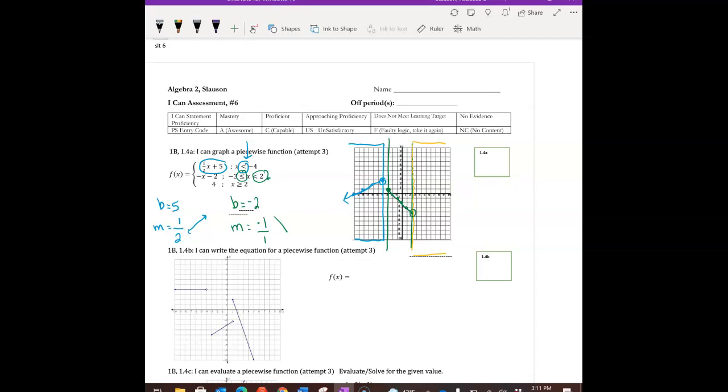The final one I'm going to graph is just the last one, 4. So if you notice, there is no slope. There is no number next to x. There is no number married to x. So I'm going to begin at 4, and no slope is just a horizontal line.